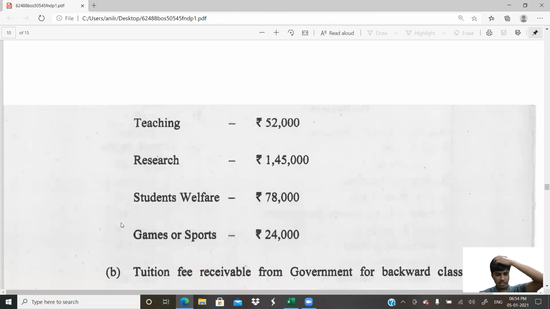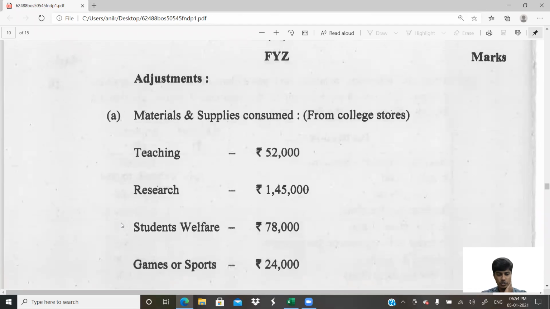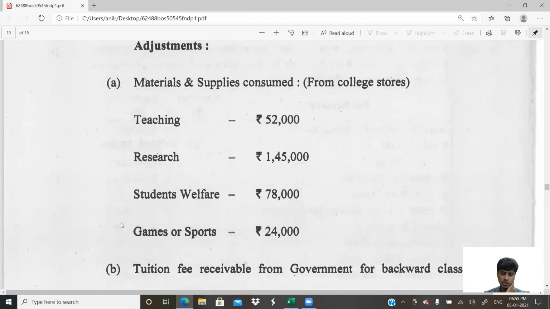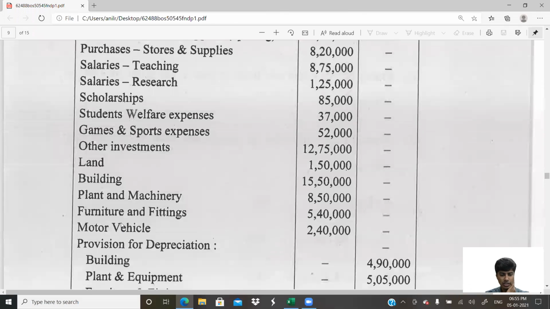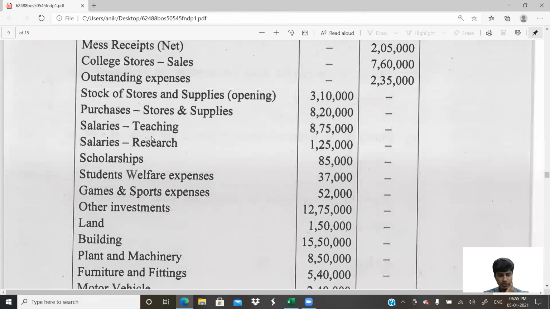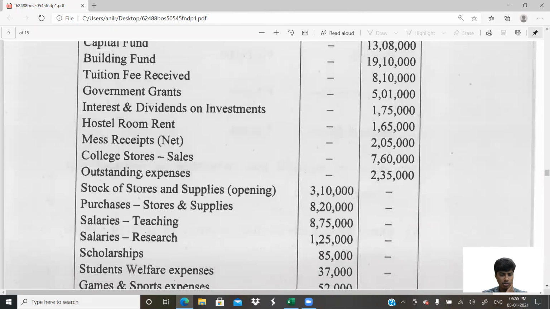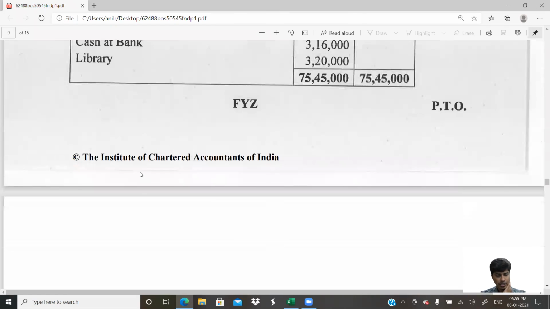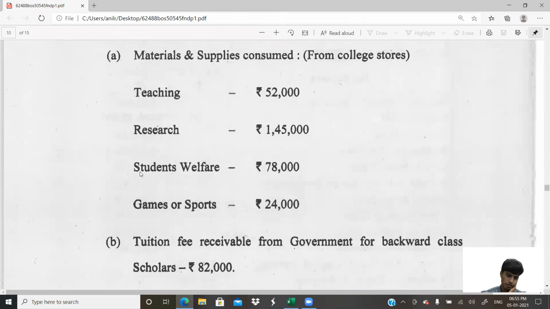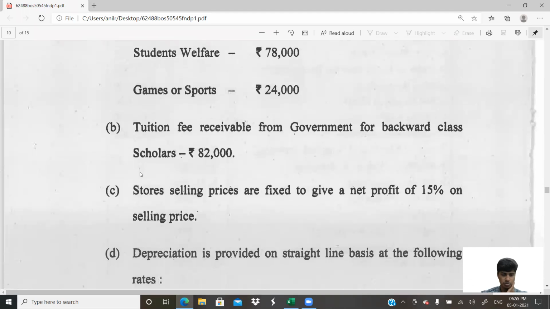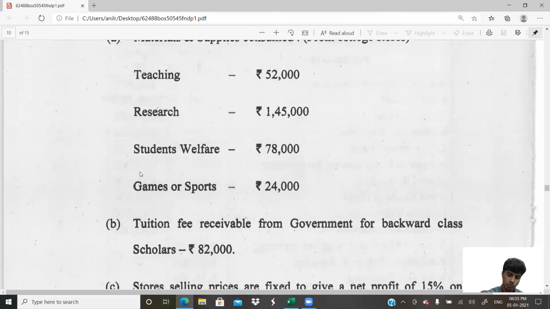The first thing we have adjustment regarding is material supplied consumed with respect to teaching, research, student welfare and games and sports. So teaching, here. See, when you have teaching, research, these things, remember that there is a working note against them. Then teaching, research, student welfare and games and sports. Very good. Then in a way, I usually used to mark it on this one, make the mark in the trial balance.